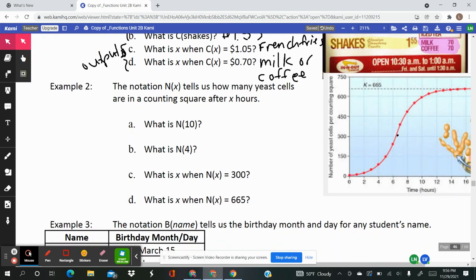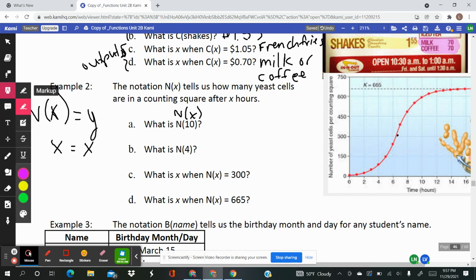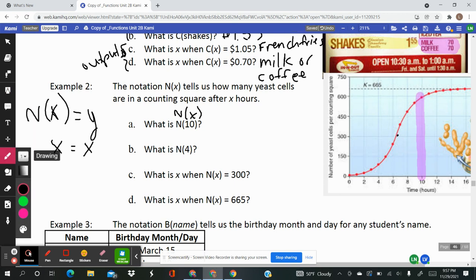So example 2, the notation n of x tells us how many yeast cells are in a counting square after x hours. So n of x, we used to just write that as y. And then x still just stays as x. So this is saying what is y when x equals 10? So again, this is n of x. So it's saying your x value of 10. So if I look over here, 10 hours, that equates to approximately 600 cells.